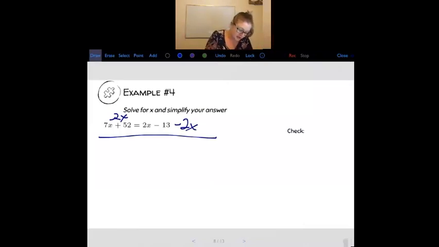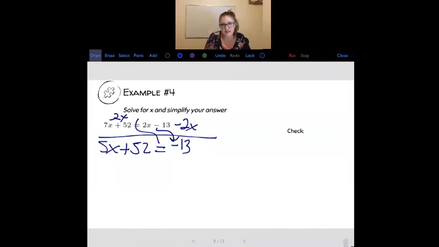Okay, so 7x minus 2x is 5x. I didn't do anything with the 52, and it's really important to keep my equal sign so that I know what I'm trying to make equal. 2x minus 2x, that cancels out, and I have negative 13. Just be really careful here. It's a negative 13, or that minus sign has to stay in front because we didn't change anything.